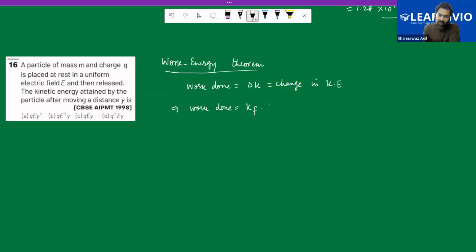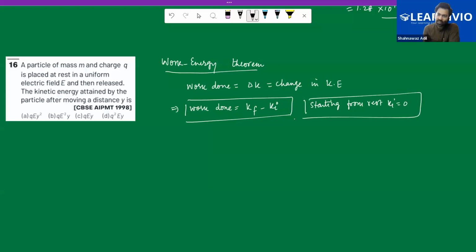Work done would be K final minus K initial, because this thing was at rest, right? So K initial would be 0, starting from rest. So K initial is 0. Then simply work done would be K final, right? And what is K final? That would be simply half M.